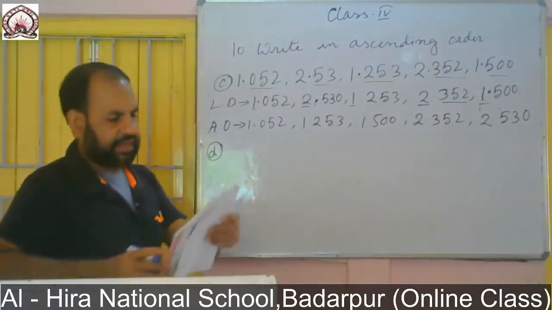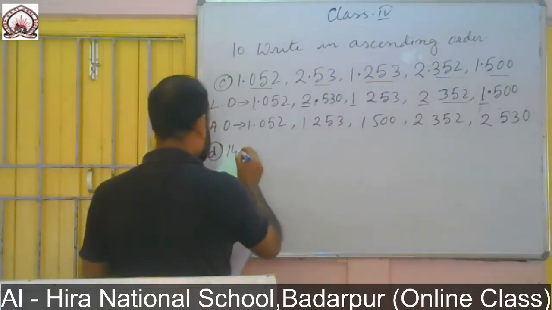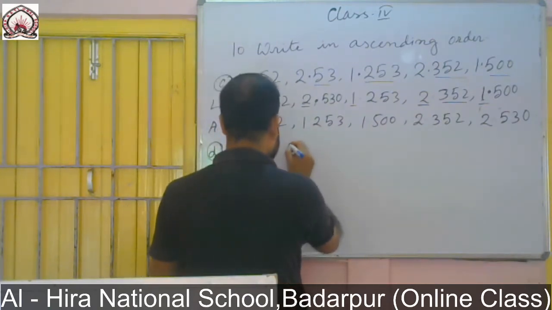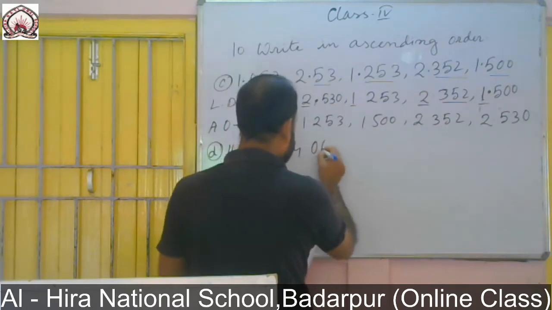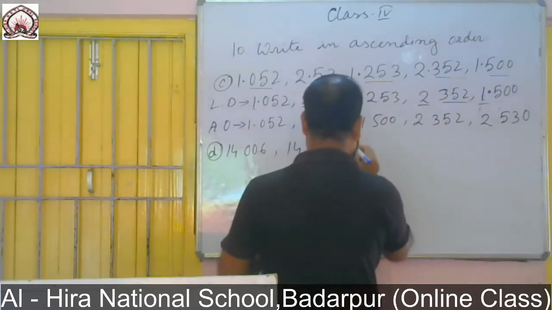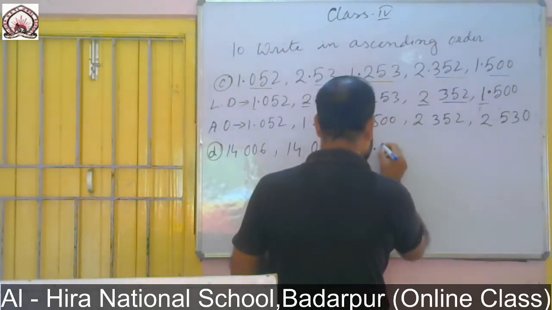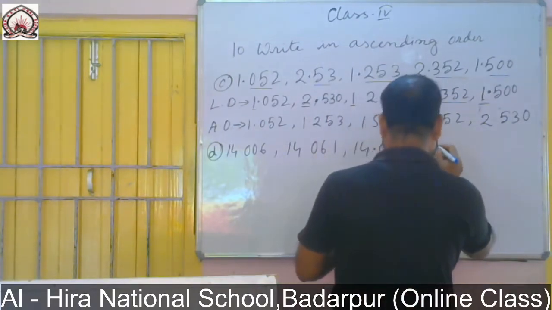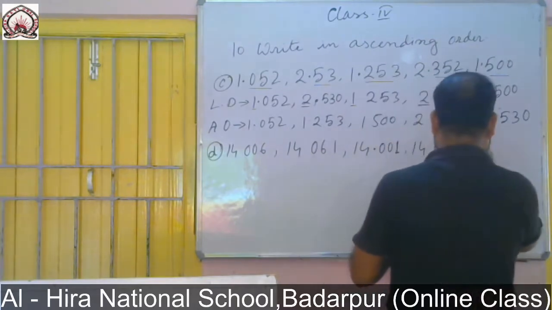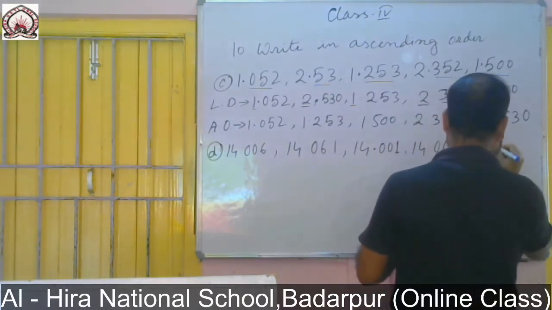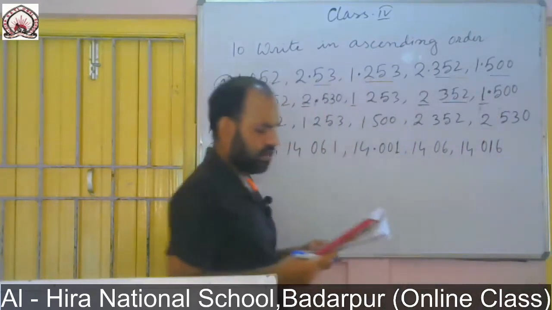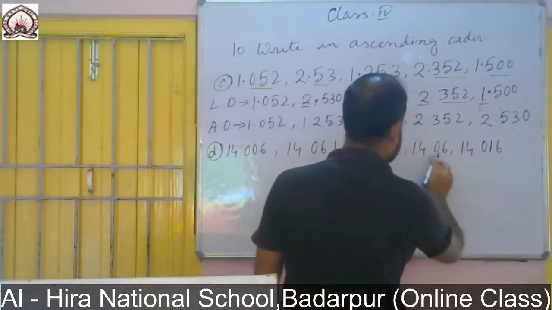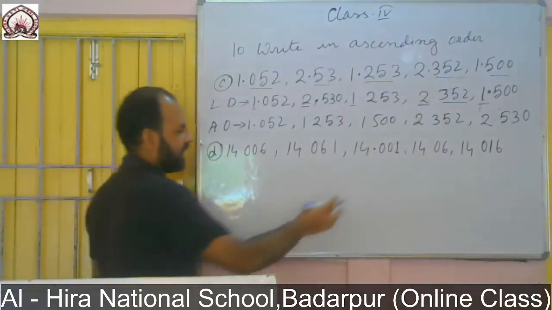Question number D: 14.006, 14.061, next 14.001, next 14.06, next 14.016. So here 3 digits, 3 digits, 3 digits, 2 digits, 3 digits. So only this one we make like decimal, adding a 0.